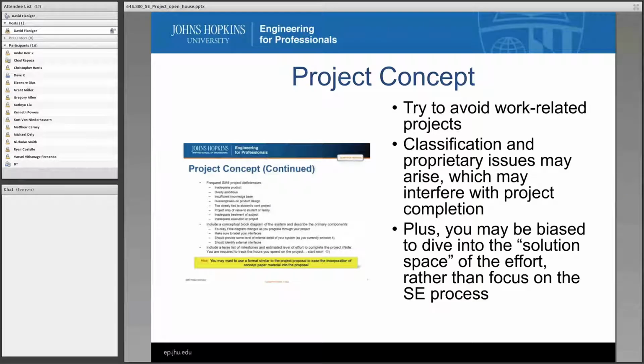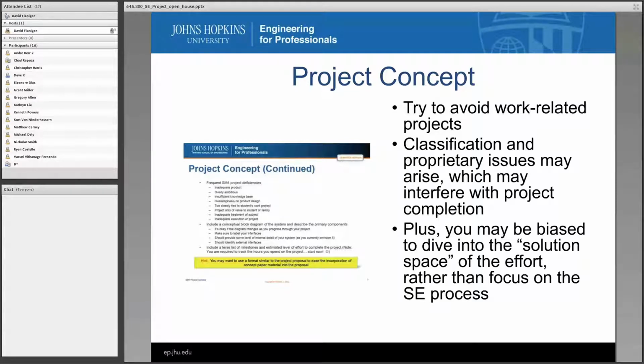Some of the tips here: try to avoid work-related projects. There are a couple of different directions we can go here on why we discourage it. You can do it, you're not forbidden to, but we've seen over time that it needs to be unclassified and not have proprietary information, since you're going to put this on the Blackboard website.